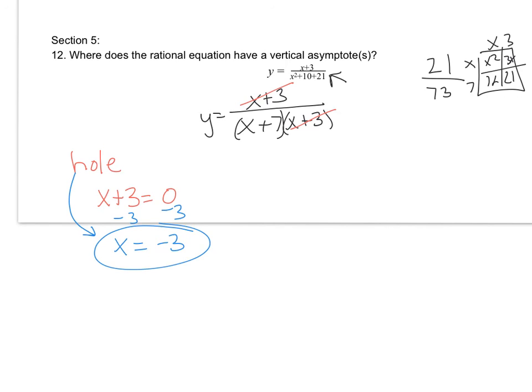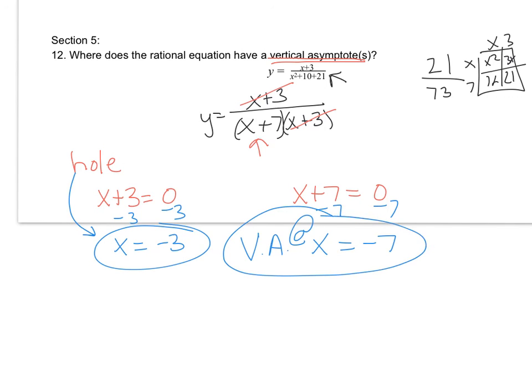Now, the problem was asking for vertical asymptote. Well, we still have an x plus 7 on the bottom of our fraction. We're going to set that x plus 7 equal to 0. And when we solve that, we get x equals negative 7. And that is what our vertical asymptote is in our graph. Vertical asymptote at x is negative 7.